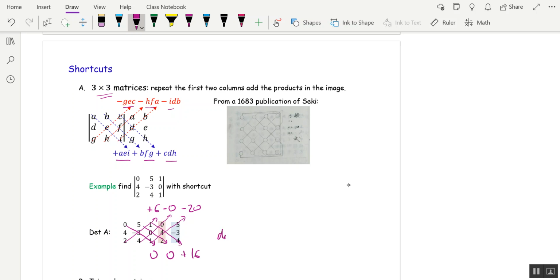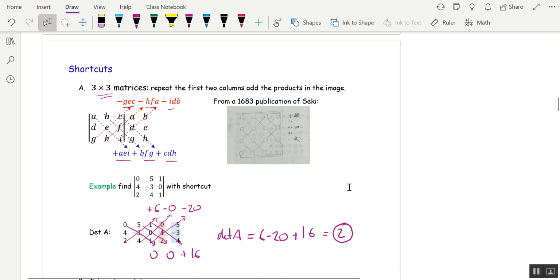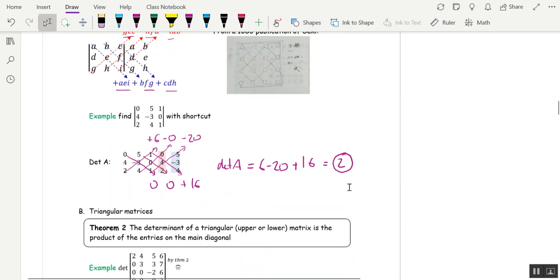Then, to get the determinant, you add up all those numbers. So 6 minus 20 plus 16, which is... wait a minute. 6 minus 20 plus 16, so that's 22 minus 20, yeah, 2. Okay, so that's the last you'll hear me talk about that.